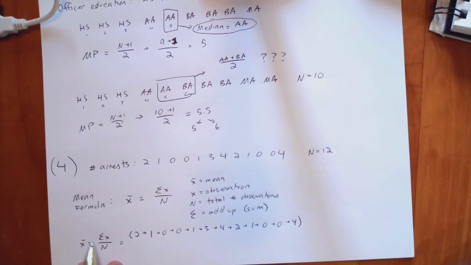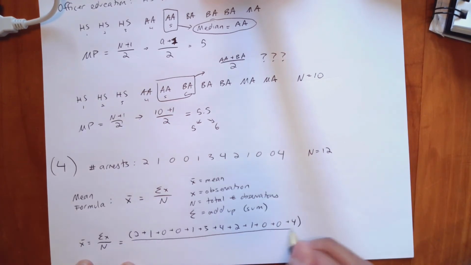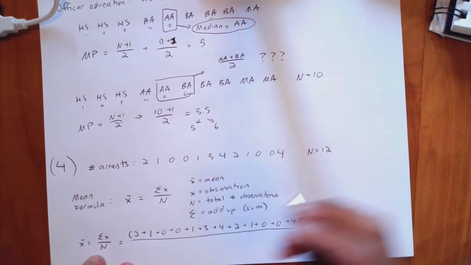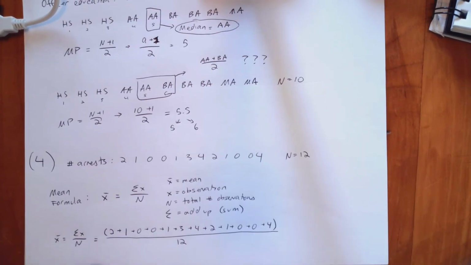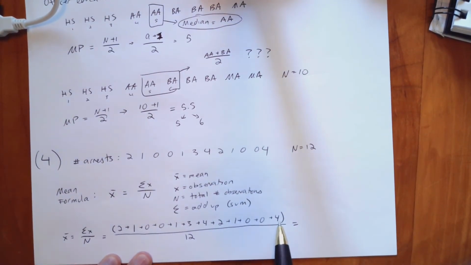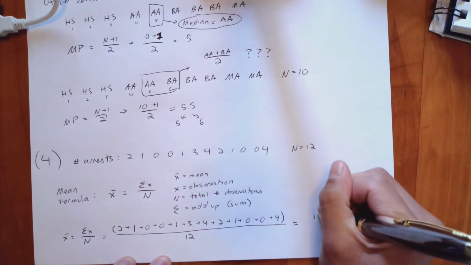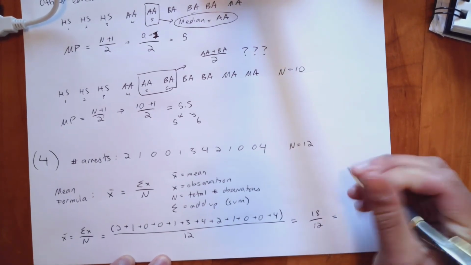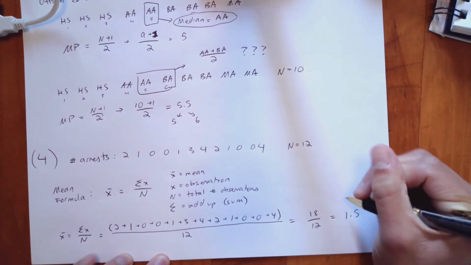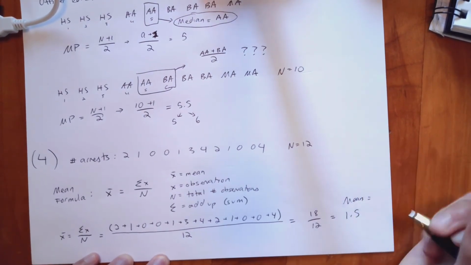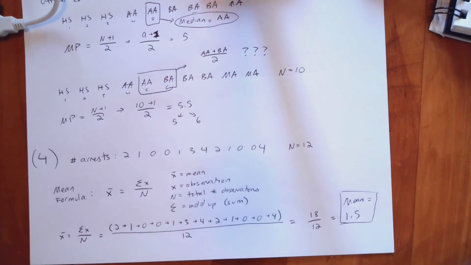And so we're going to take the sum of the different observations in our sample. Again, we're writing that out as all the different observations in our sample added up together. Next, we're going to divide it by the total number of observations in our sample, which we've already established is 12. So in order to find the mean, all we do is take the sum of this top row and divide it by 12. This here comes out to 18 over 12, which is 1.5. So the mean number of arrests in the sample is equal to 1.5.